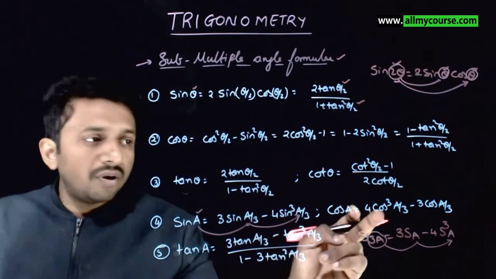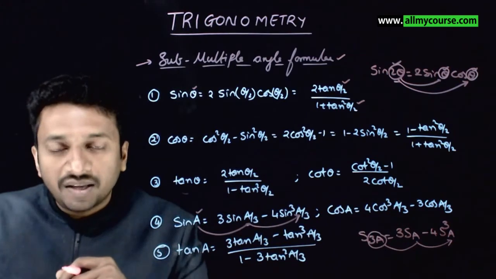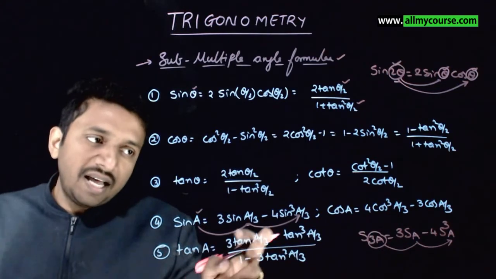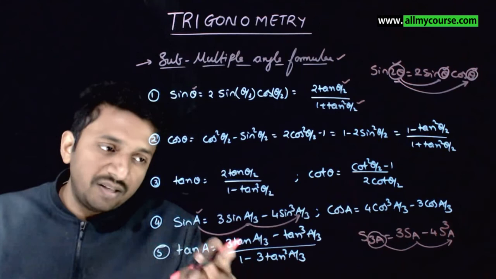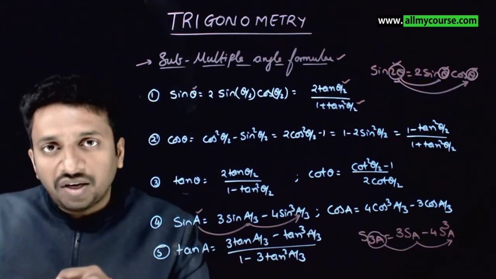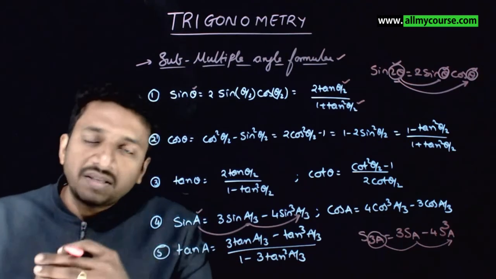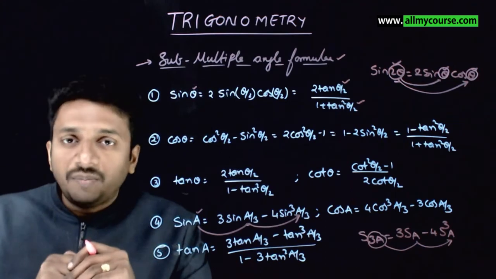Similarly, cos A is 4 cos cube A by 3 minus 3 cos A by 3. Tan A is 3 tan A by 3 minus tan cube A by 3 by 1 minus 3 tan square A by 3. So these formulas constitute what we call submultiple formulas.